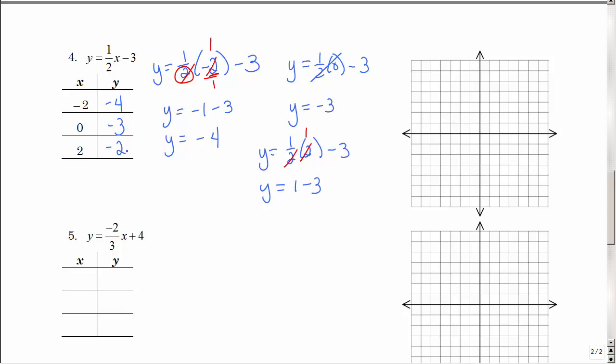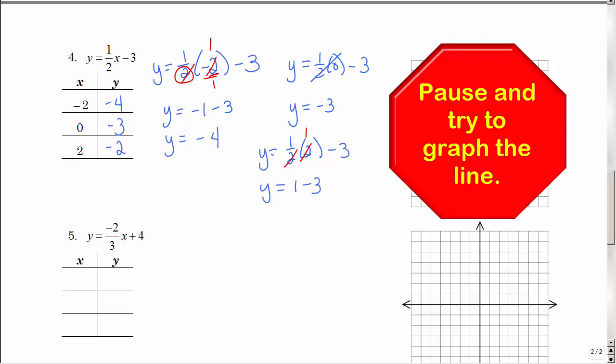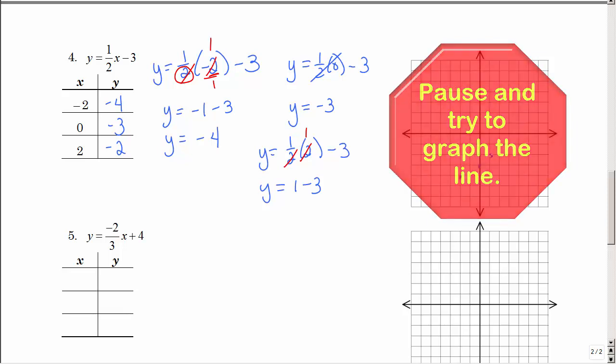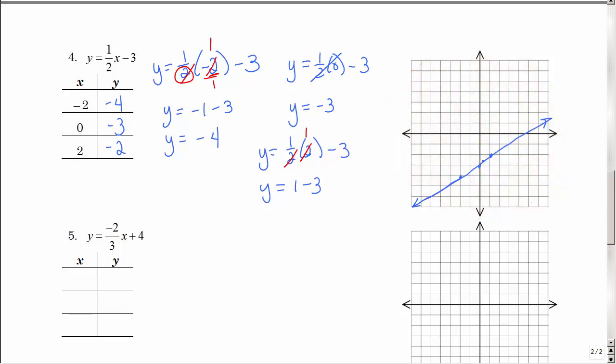Again, if you need to pause the video to catch up, that's what you should do. Straight edge would have helped, but there you go. What would have been some other easy numbers to pick for x? What about 4, or negative 4, or 6, or negative 6? Anything that 2 would divide into evenly, and then you wouldn't have to plot fractions. But as we learned, we can plot those fractions if we needed to.